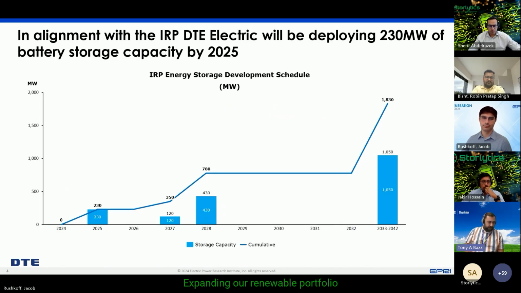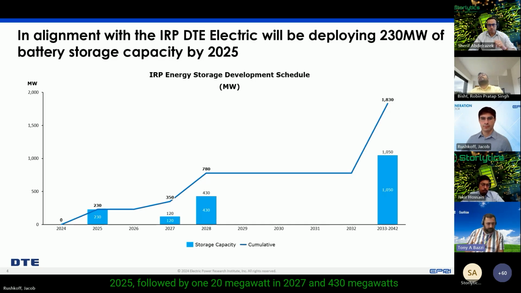Expanding our renewable portfolio necessitates the need for energy storage. As you can see in this slide, we have a target of 1,830 megawatts between 2033 and 2042. The first tranche of energy storage deployment will be available by 2025, followed by 120 megawatts in 2027 and 430 megawatts by 2028, and around 1,050 megawatts between 2033 and 2042. So collectively, it's around 1,830 megawatts worth of storage.